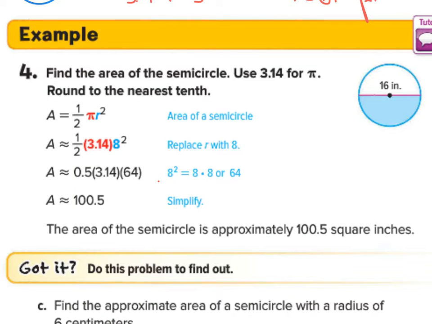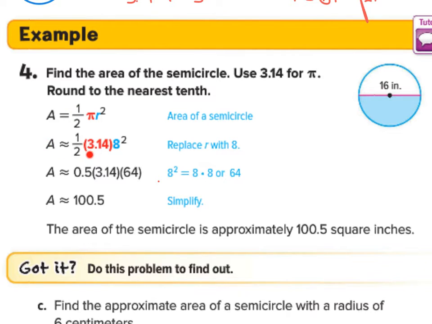So let's look at example 4. We have our formula multiplied by a half, so that we can get half the number, because it's only half the circle. You see that? Semicircle is only half the circle. So we either multiply it by a half or divide this number by 2 without multiplying it by half. You'll get the same answer.